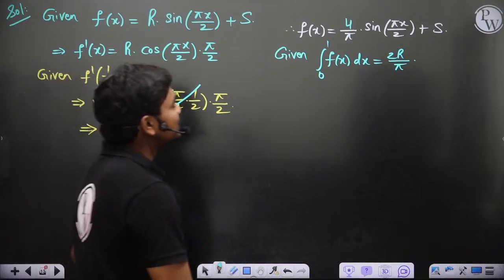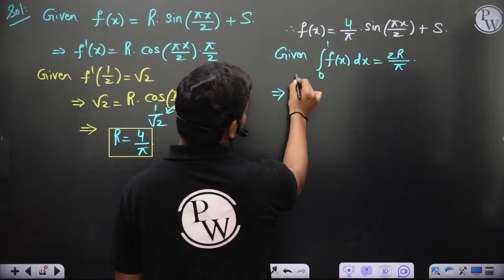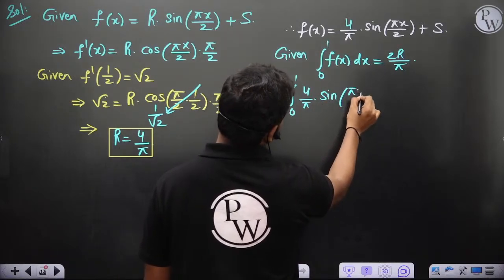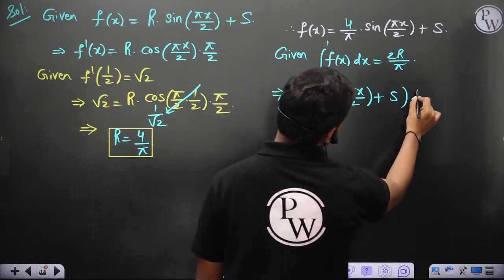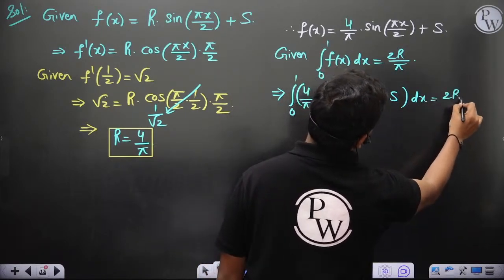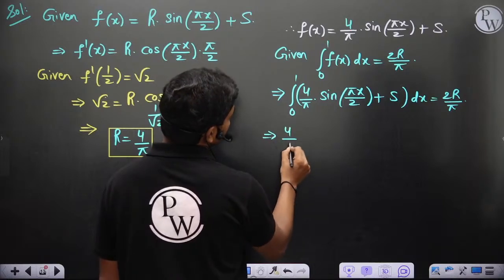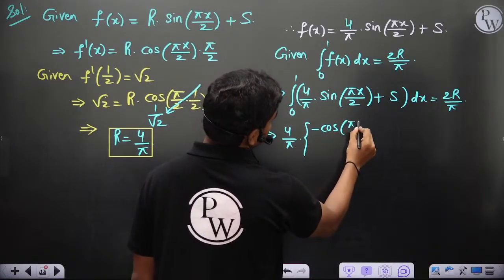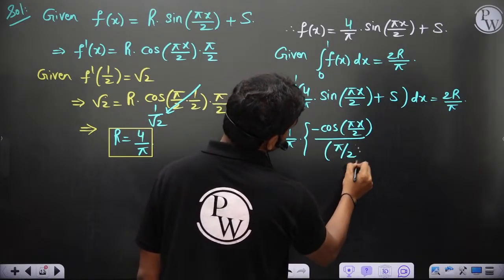Good. So integral 0 to 1 f of x dx is 2R by pi. If you integrate this, integral 0 to 1 of 4 by pi sin pi x by 2 plus S dx, this value is 2R by pi. So if you simplify this, 4 by pi, what is the integration of sin? Minus cos pi x by 2 divided by pi by 2. Okay. So this is pi by 2.